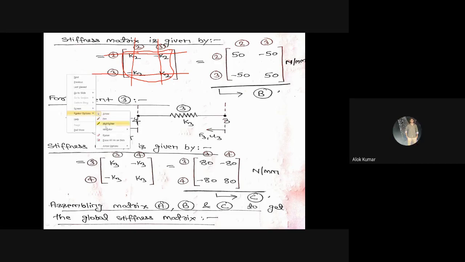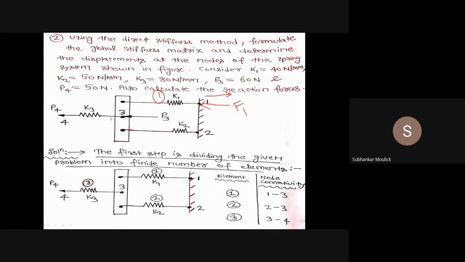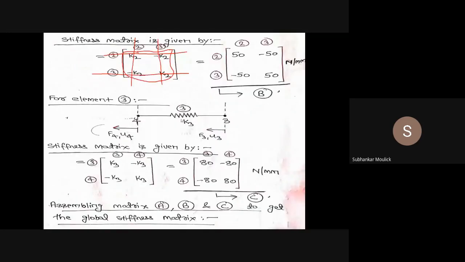Similarly, for the third element, I can see from the diagram that it is connected between node 3 and node 4. So this is my third element, connected between node 3 and node 4. Let us assume that the linear displacement of node 3 is u3 along the negative x direction, and the linear displacement of node 4 is u4 along the negative x direction.